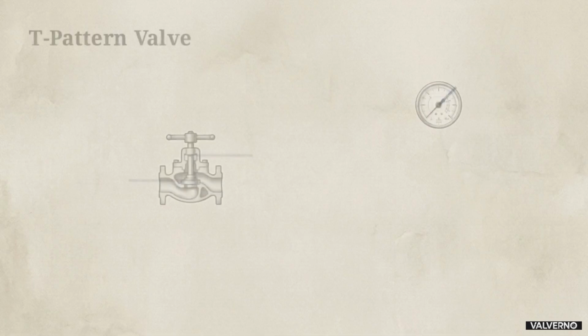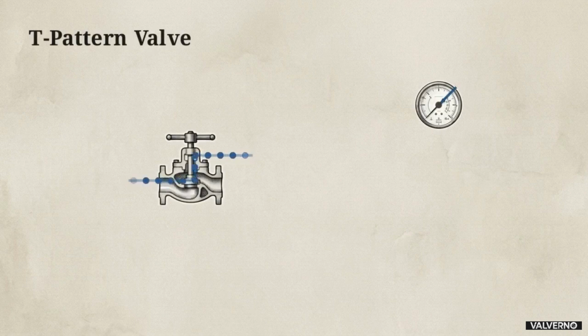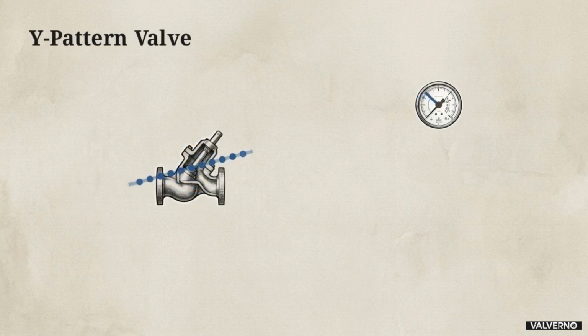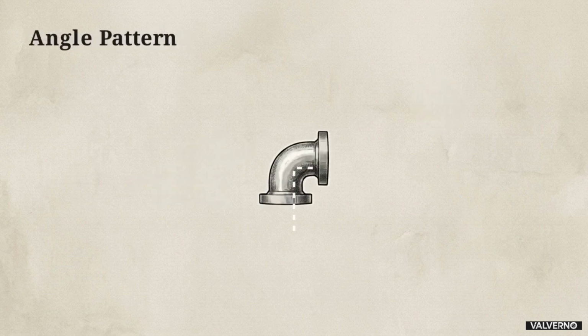This fluid dynamics animation illustrates the standard T-pattern globe valve. The fluid takes an indirect, sharp Z-shaped turn through the body. This geometry guarantees excellent throttling accuracy, but generates the highest pressure loss in the system. Changing to a Y-pattern design creates a much more streamlined flow path. This visibly reduces turbulence and cuts energy loss, which makes it the correct choice for higher pressure systems.